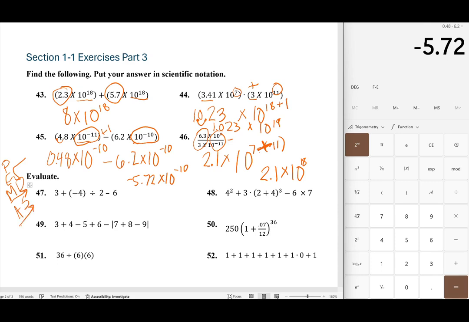So on number 47, we don't have parentheses, we don't have exponents, so we're moving on to multiplication or division. We're going to focus on division. What helps me whenever I get a division as part of these is I always write it as a fraction.